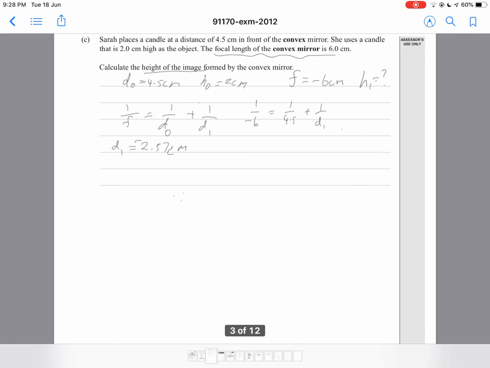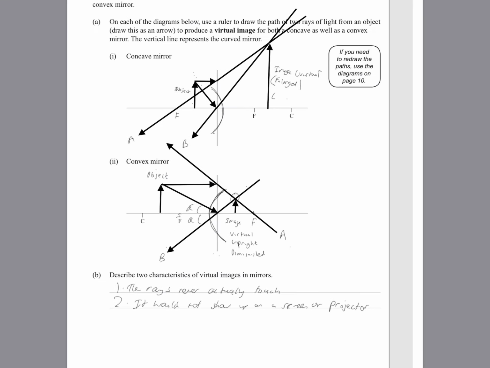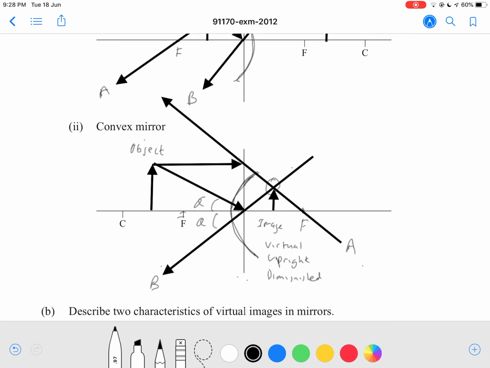To answer your question on why the focal length is negative, think about it this way. We have our convex mirror here, and if this vertical axis here is the mirror, our image is actually formed behind the mirror. Our object is measured from the object to the mirror, which is our DO, the distance of object. But as you can see, our image is formed behind the mirror.